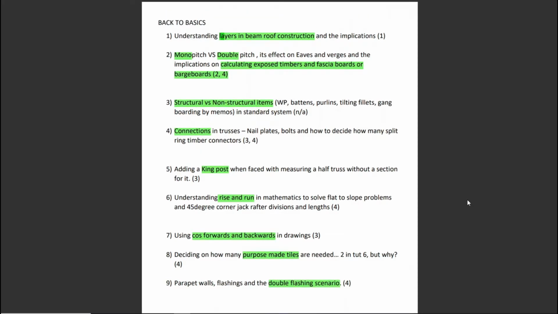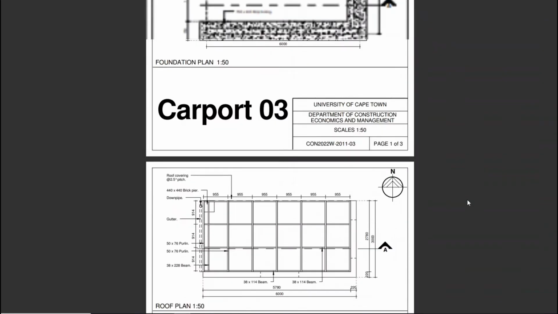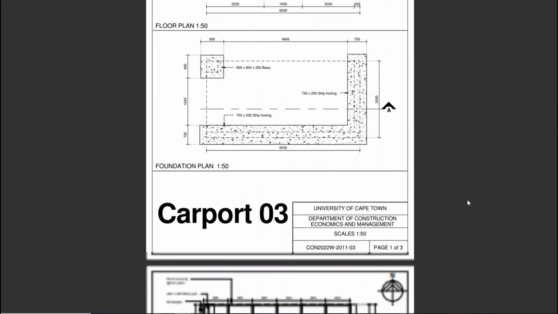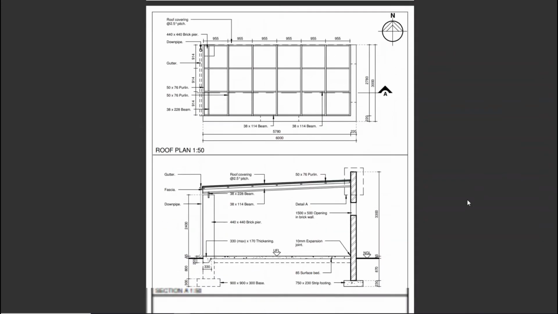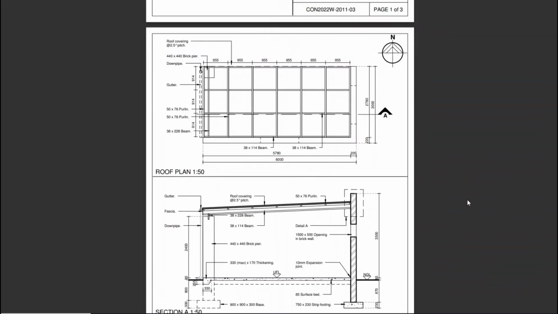Okay, so let's head over to point number 1, basic layers in beam roof construction. So this is Carport 03. What I want to point out here, guys, is that we've been very busy with trusses and advanced roof systems, and we've forgotten how a beam roof structure works, or at least I have.